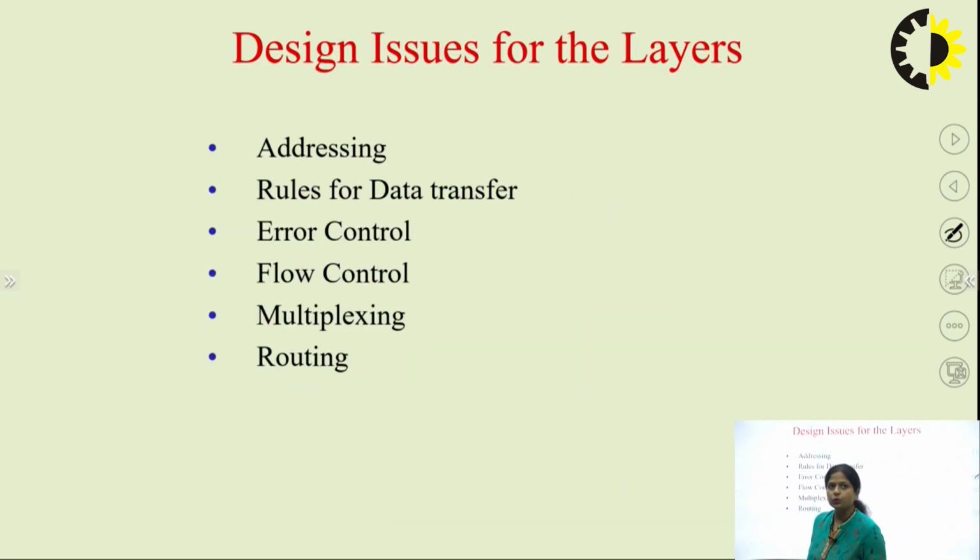So, we come towards the design issues for the layers. Now, first I will discuss what the layers are. When we talk about the OSI model, our OSI model is built up with 7 layers. So, what are these layers?